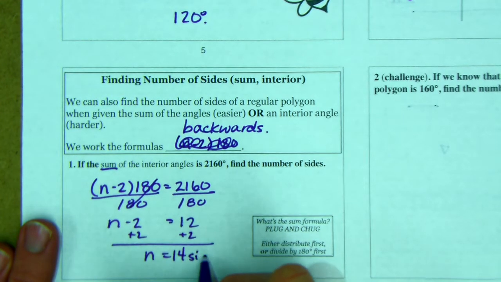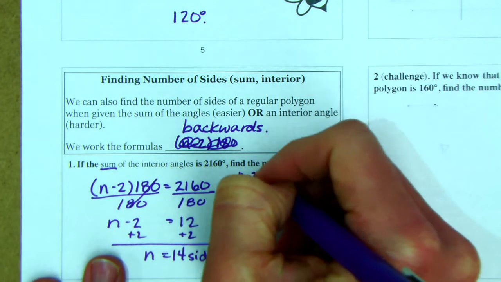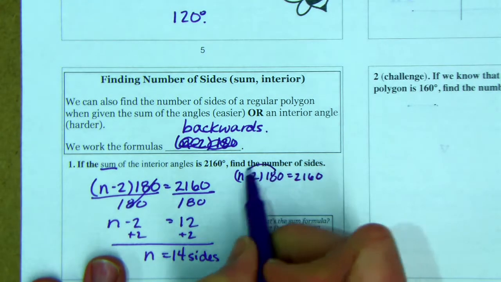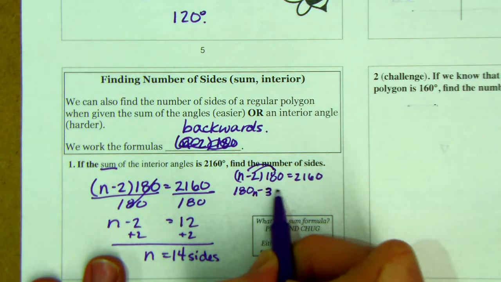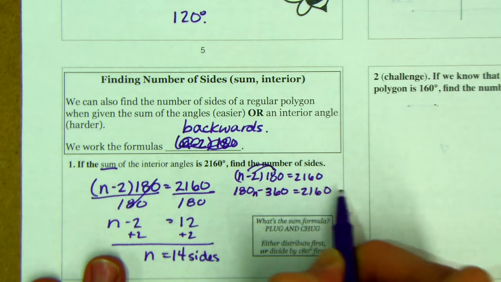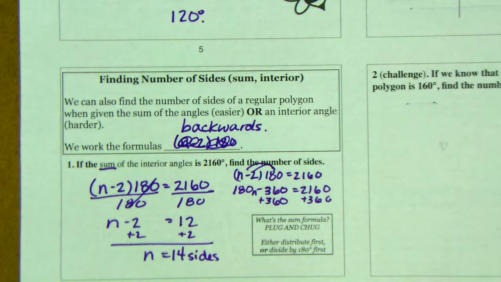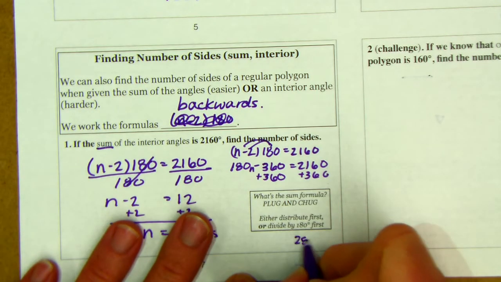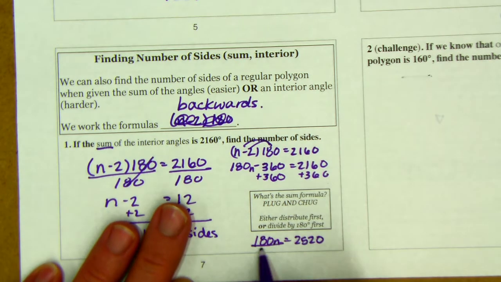There are 14 sides. Now, I could have also done this a little bit more algebraically. If I have n minus 2 times 180 equals 2160, I could have decided to distribute that 180 first, and then 180n minus 360 equals 2160. I then add 360. 2160 plus 360 is 2520, and I have 180n equals 2520. So then I divide by 180. We could do it either way.